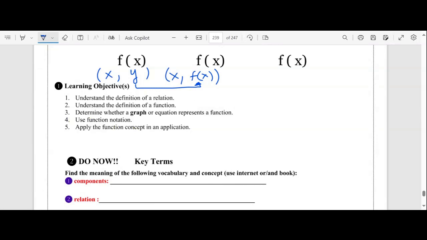So let's read the objectives. Understand the definition of relation. Understand the definition of a function. Determine whether a graph or equation represents a function. 4. Use function notations. 5. Apply the function concept in an application.